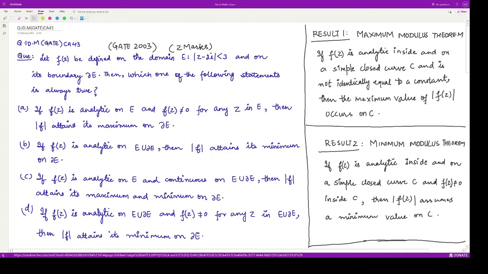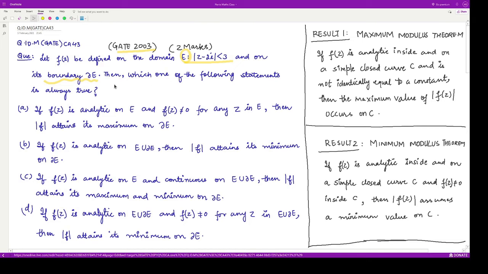In this video we shall take a question from GATE 2003 and it is of 2 marks. The question says, let f(z) be defined on the domain E. This E is given to be a circle having center at 2i and having radius 3, and this function is defined on this domain E as well as on its boundary represented by this del E.